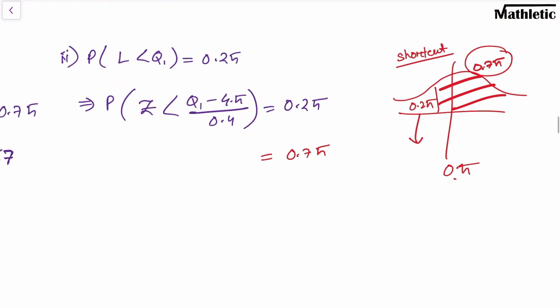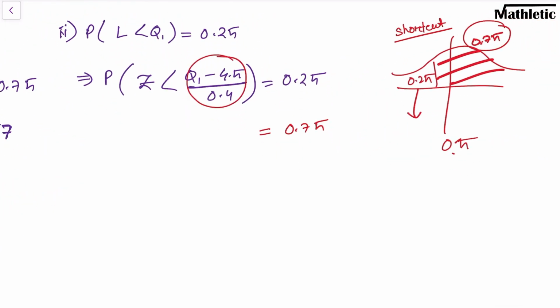So what can we do? We will change the sign of this part. The main idea is, you can either change the inequality sign, or you can change the sign of this part if you need to take alternate values on the right side. In this scenario, I will change the sign of this part. I will take the negative value, so it will be minus Q1 plus 4.5, as in 4.5 minus Q1 divided by 0.4. So this is the shortcut.